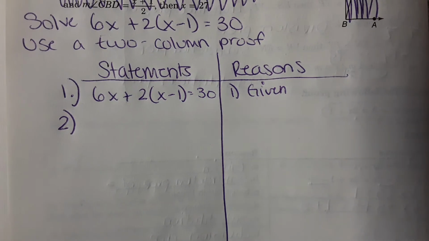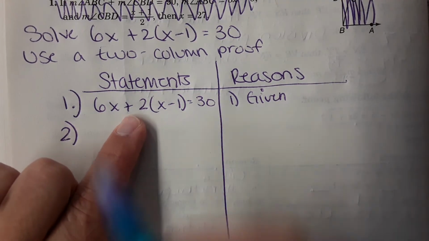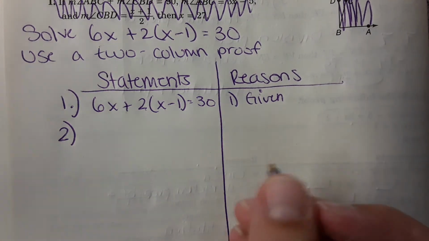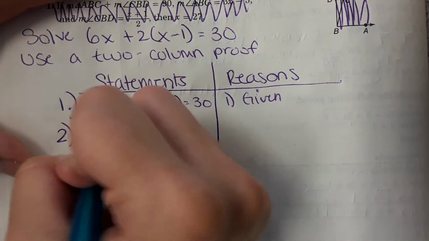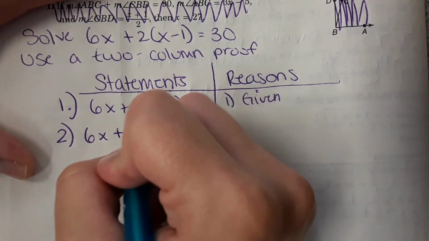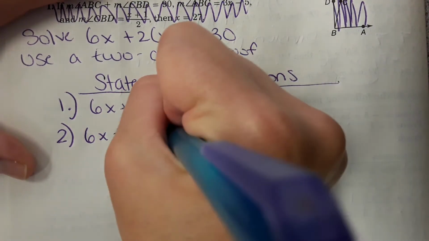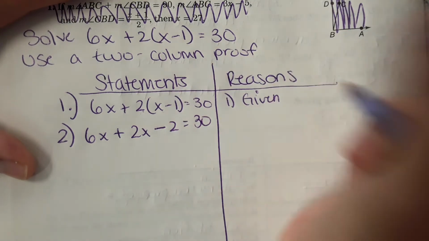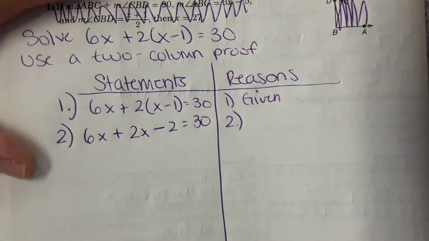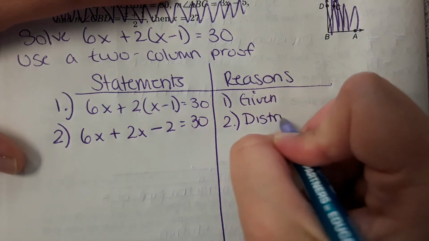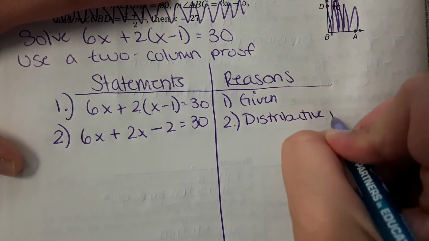If I were just solving this equation, the first thing I would do is distribute this 2 to those 2 terms. So that's what I'm going to do here as well. So 6x plus 2 times x is 2x. 2 times negative 1 is negative 2, or minus 2, equals 30. So then my reason was distributive property.